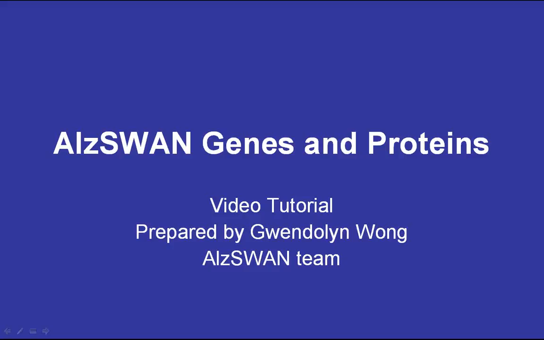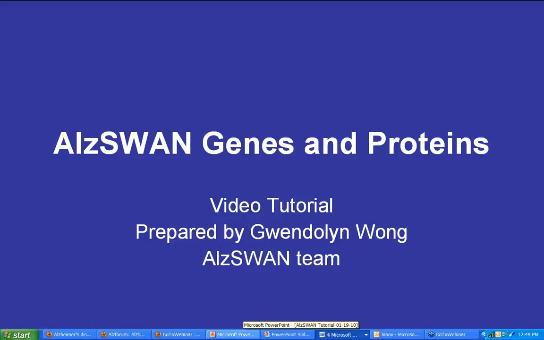Towards that goal, we've developed two specific areas of AllSwan to find important genes or proteins. The first is the Genes and Proteins database in AllSwan, and the second is a hot topic of hypotheses that you can find on the AllSwan homepage that's dedicated to curating hypotheses that pertain specifically to the biggest human genetics studies in AD. Okay, so let's start with how to find AllSwan from the AllsForum homepage.